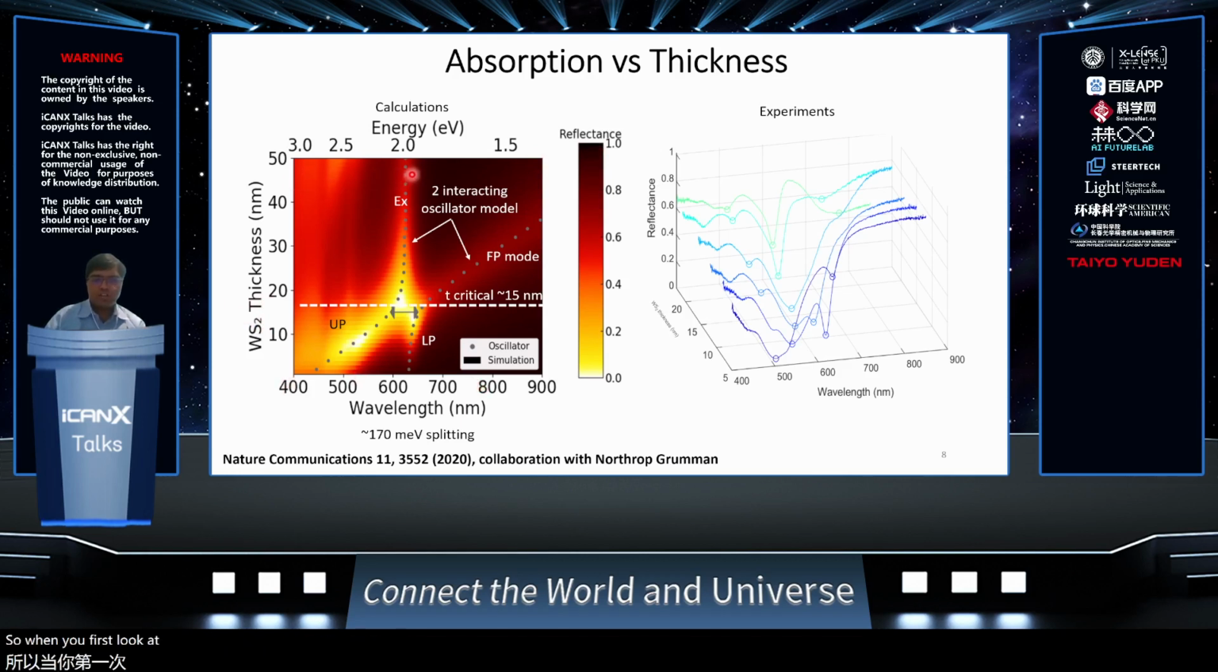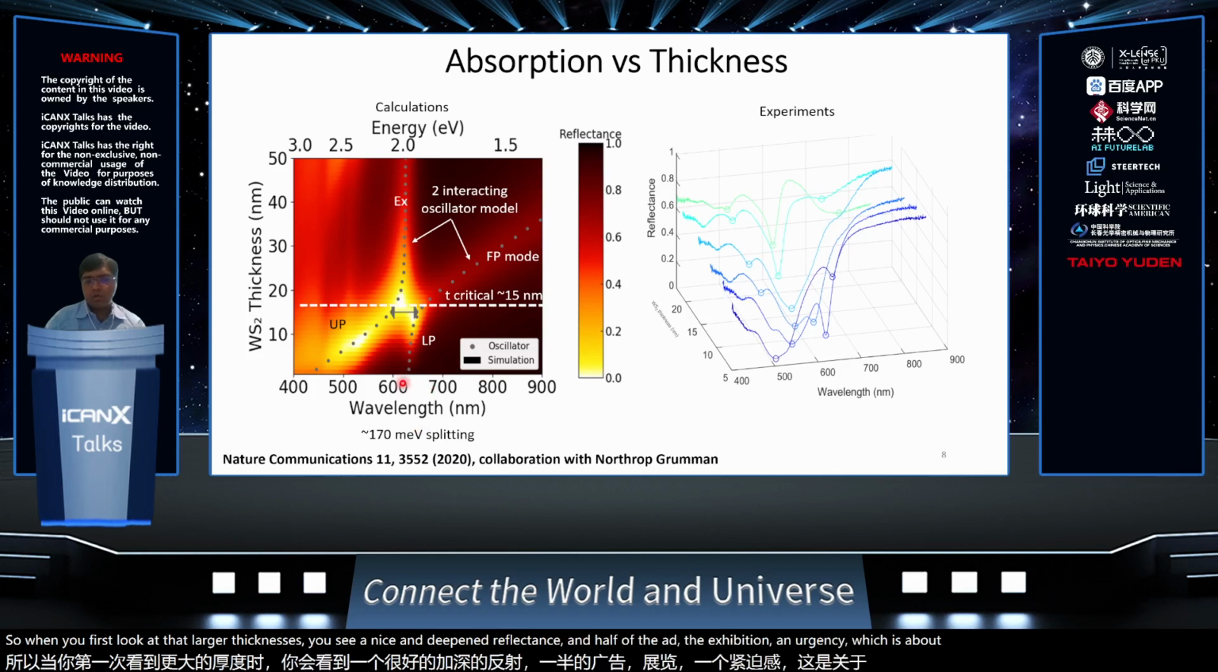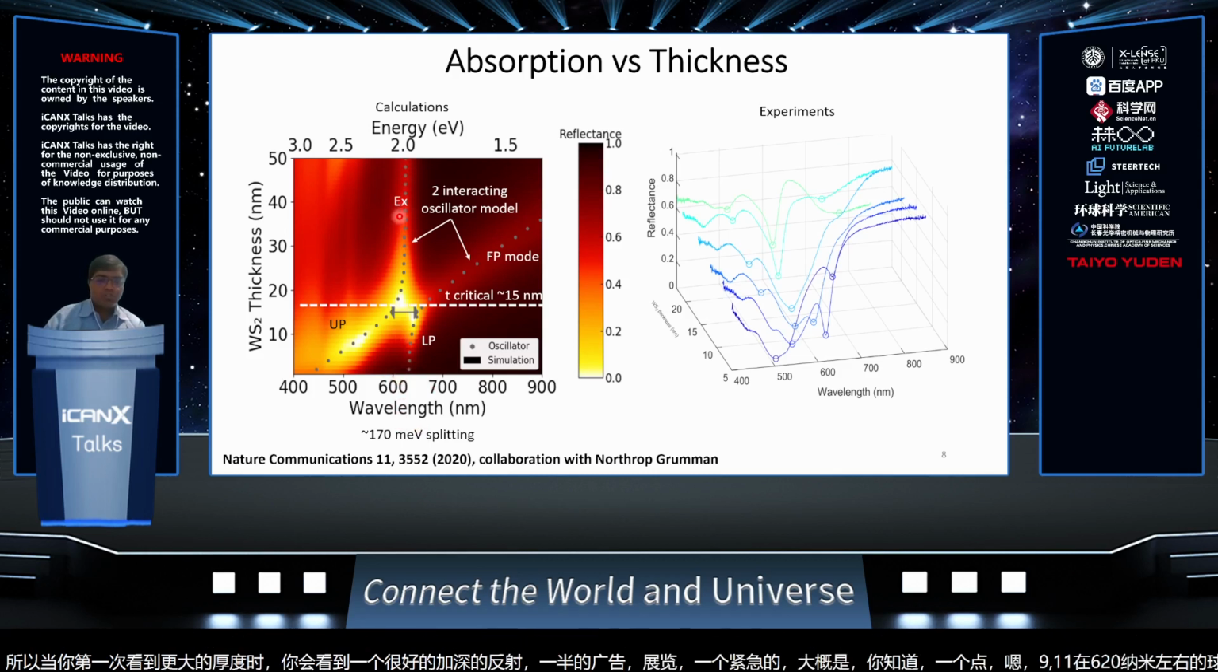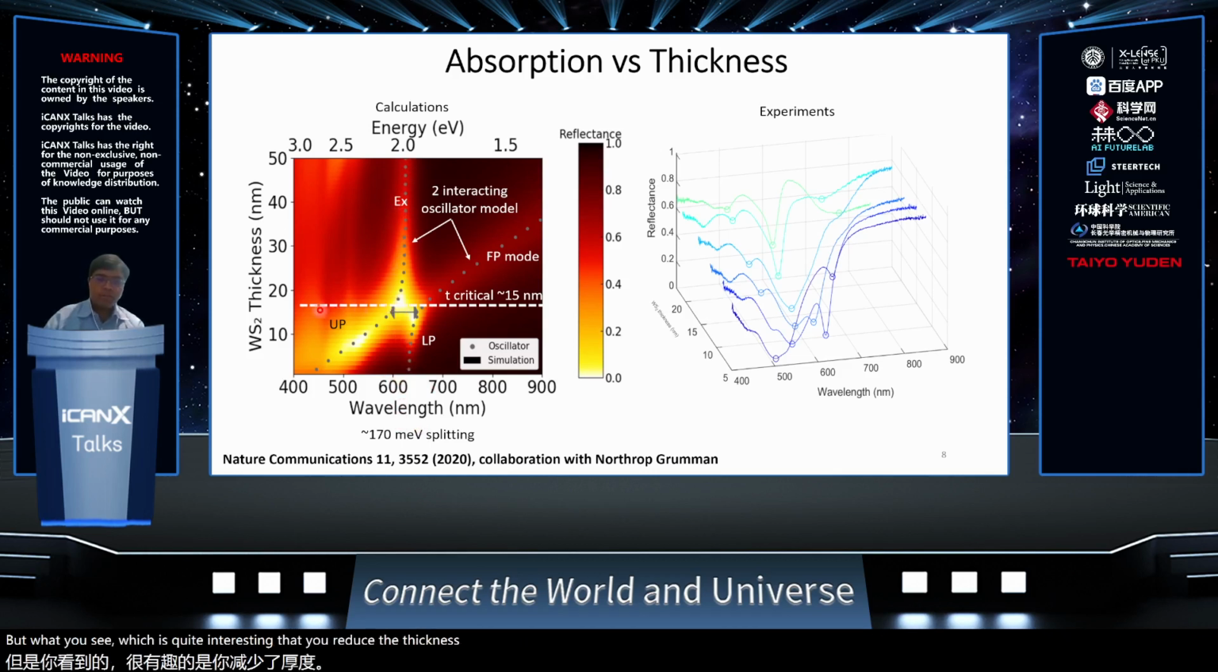When you first look at it at larger thicknesses, you see a nice dip in reflectance at the exciton energy, which is about 2 electron volts, at around 620 nanometers or so. But what you see, which is quite interesting, is that as you reduce the thickness, at a certain critical thickness, this exciton peak splits into two peaks. The splitting is actually very well visible in experiments too. If you look at the entire spectrum, you see that there is another mode over here. This mode is crossing the exciton mode, and when these two modes cross, they form an avoided crossing structure, this cross-like structure, and then you see the splitting emerging.